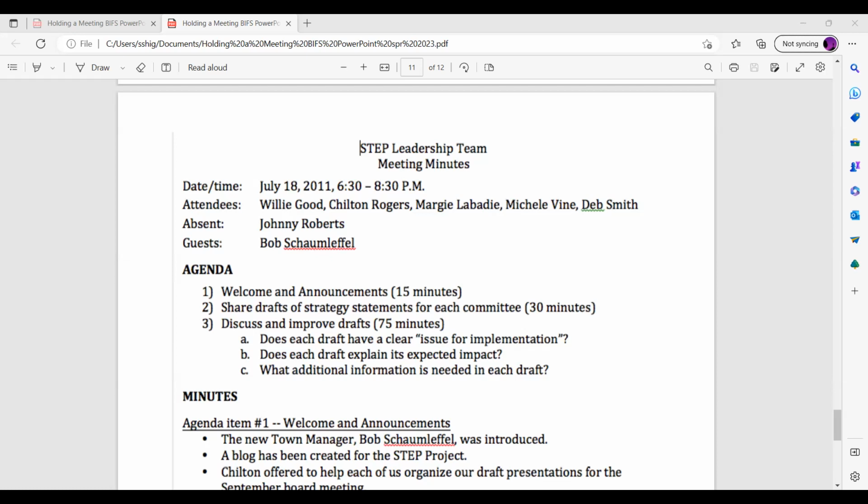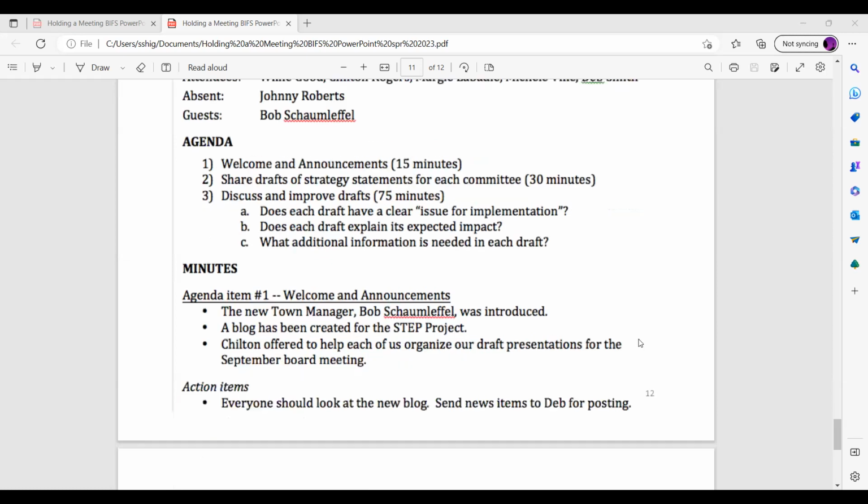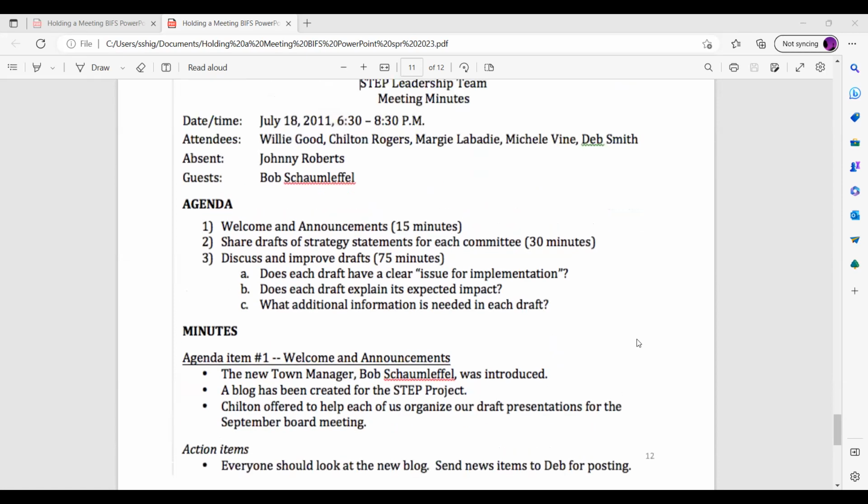Then you need action items. You need action items, the next steps agreed on during the meeting, including who's going to do it and what they will do. All right? Deb is going to look at the new blog, send news items for posting to Deb, all right? There's certain things we notice about the meeting minutes. It's detailed, right?